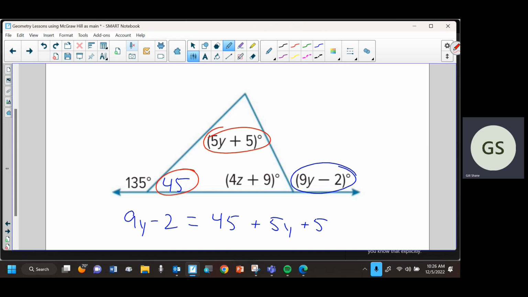All right, so now let's go ahead. I'm not going to solve that out, but you would solve for y. Once you solve for y, then you can go ahead and solve for everything else.